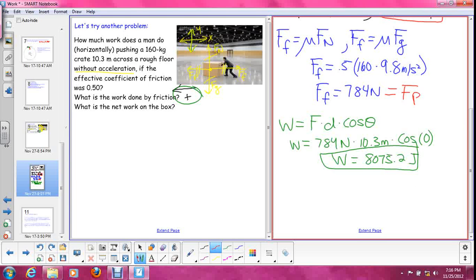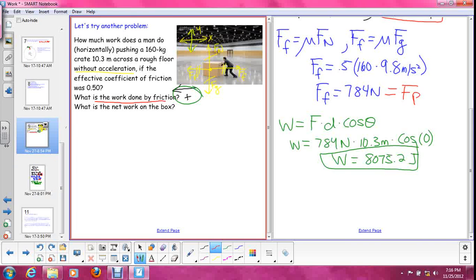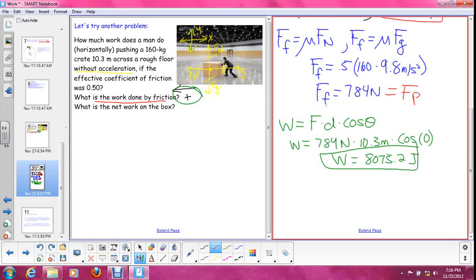So now the last two parts. What is the work done by friction? Well, the force of friction is equal to the force of the push. The only difference is one is going to be negative. So if you have the box moving the same distance at the same angle with the same magnitude of force, the work done by friction is going to be exactly the same, just in the opposite direction. And this is the work done by the push.